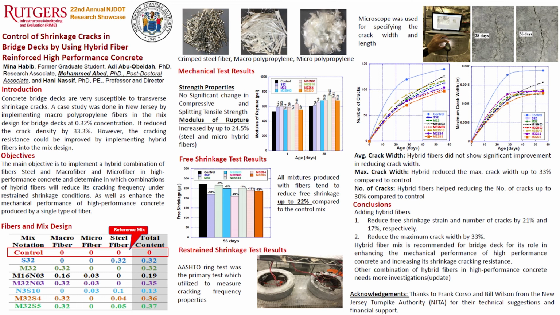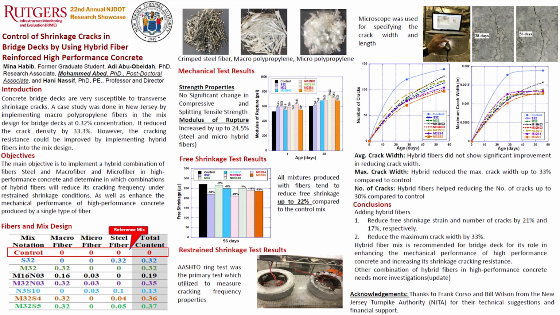One of the proposed solutions to minimize shrinkage cracking on bridge decks is to introduce macro polypropylene fiber in high-performance concrete. The team implemented the fiber high-performance concrete mix at a concentration of 5 pounds per cubic yard of fiber on one of the major highways in New Jersey. This implementation was completed successfully and reduced the frequency of transverse cracking by around 33%.